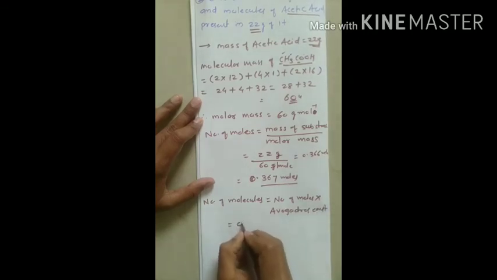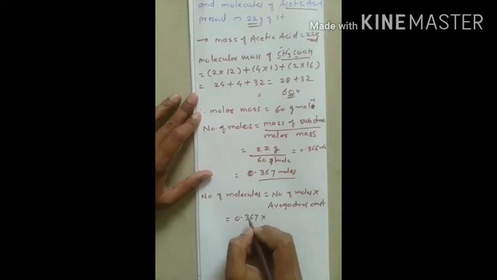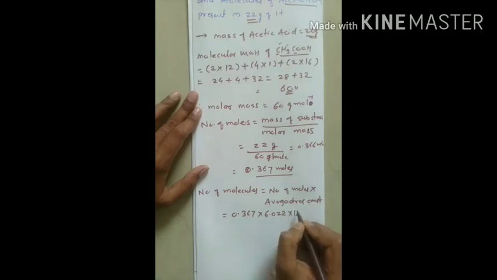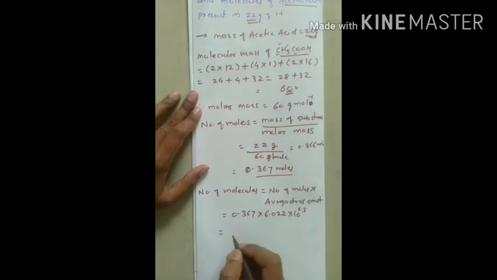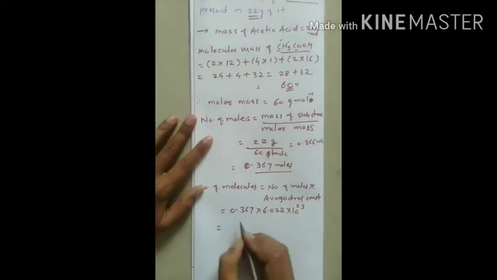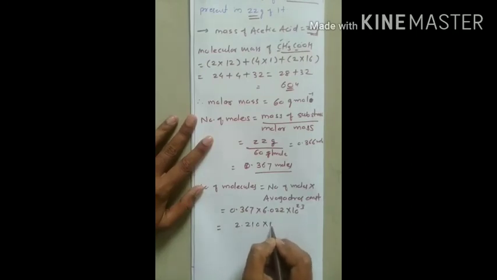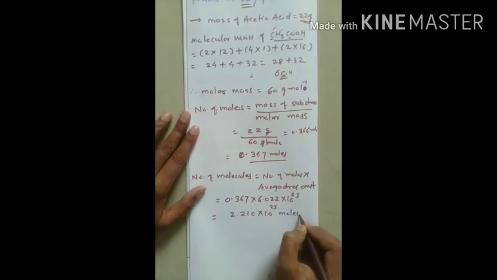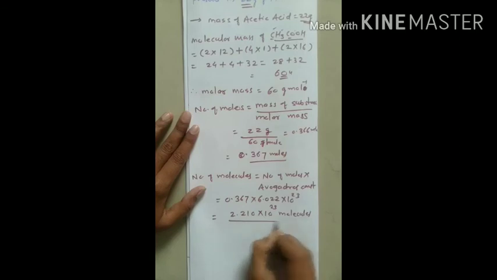So the number of moles here is 0.367 into Avogadro's constant, 6.022 into 10 raised to 23. Okay, and if you multiply it, you will get 2.20, or we can say more precisely 2.210 into 10 raised to 23 molecules. Okay, so this is the second answer.